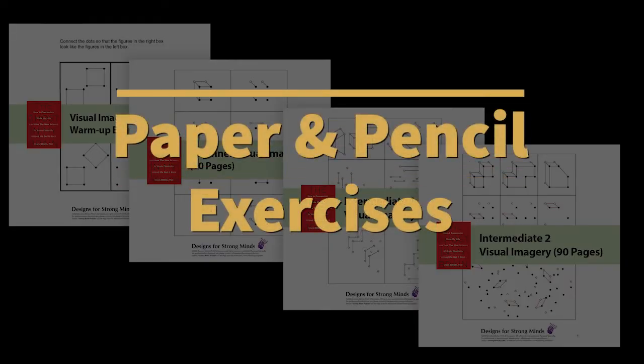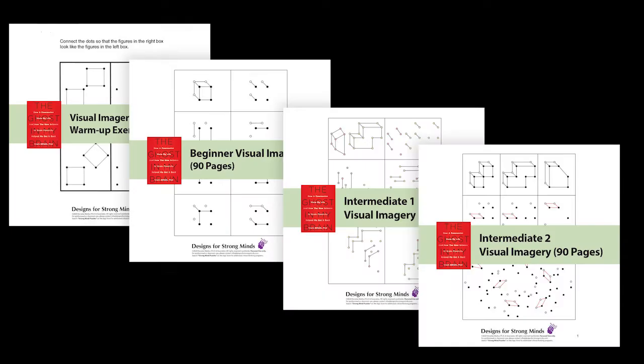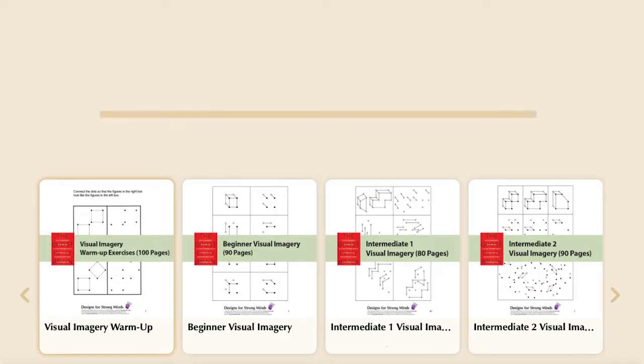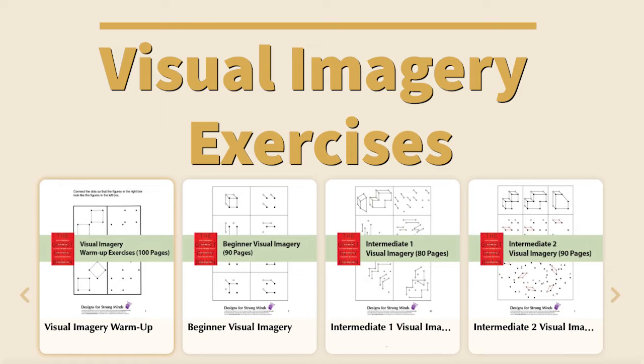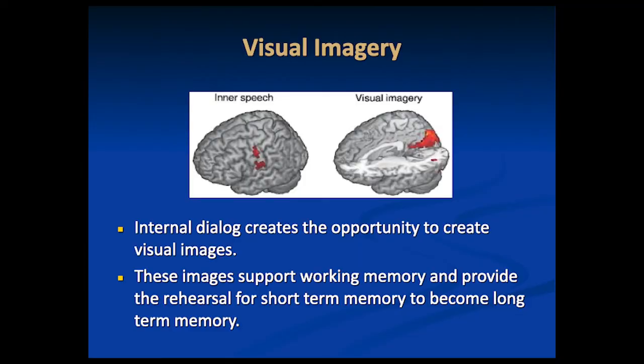I'd like to introduce you first to the paper and pencil exercises that I've developed to strengthen and enhance brain plasticity. The first group of exercises are categorized as visual imagery exercises. Visual imagery is the pictures that you have in your head. Visual imagery is the foundation of mathematics and abstract thinking.